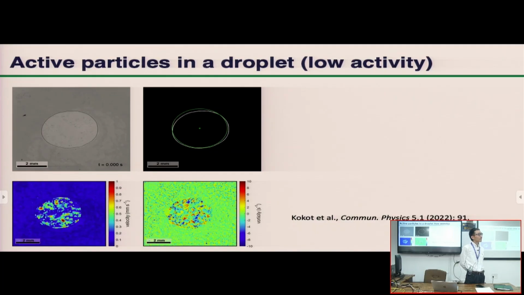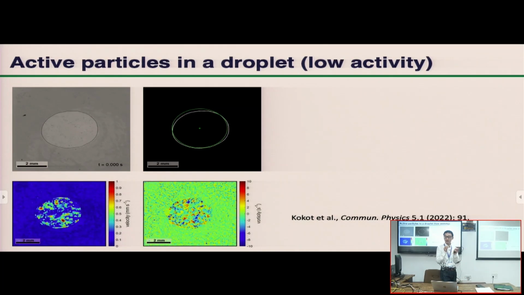The droplet is flexible, that's the definition of a droplet. A droplet has to be flexible. So what happens to the shape of the droplet? Yeah, the shape will fluctuate, right?